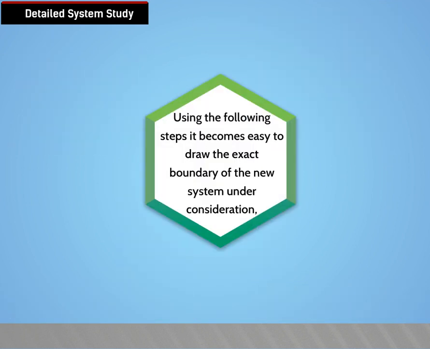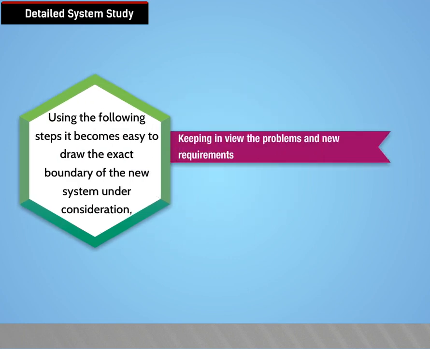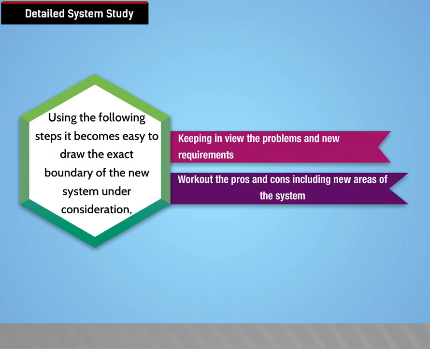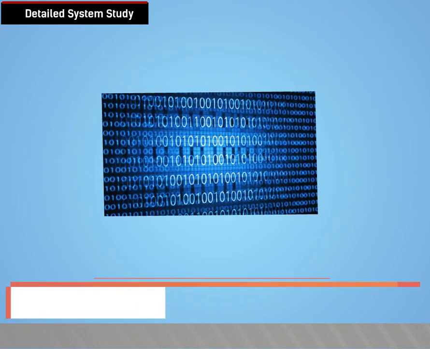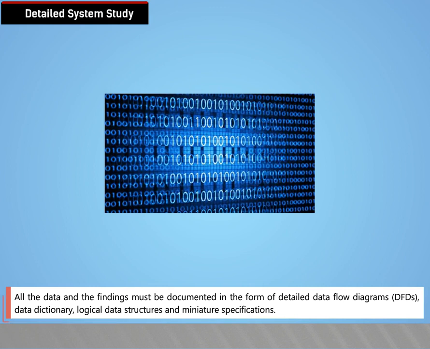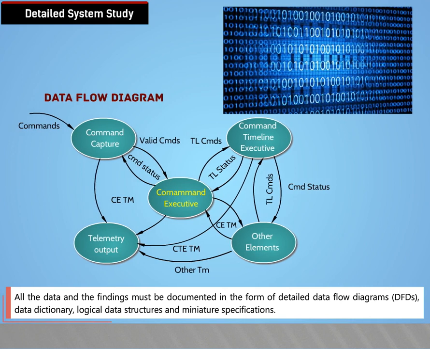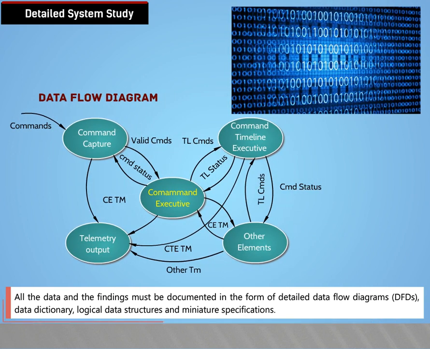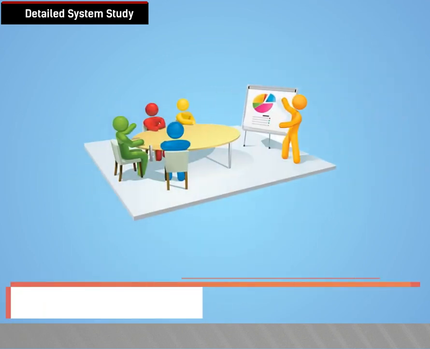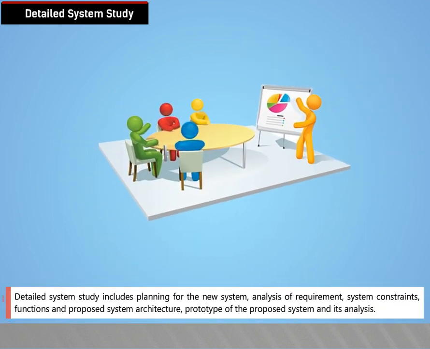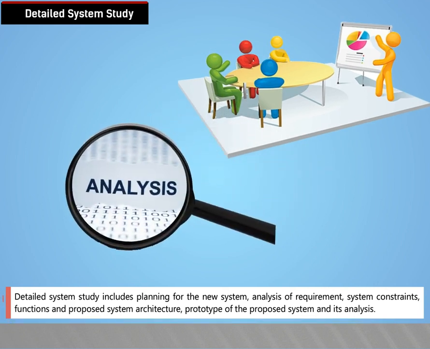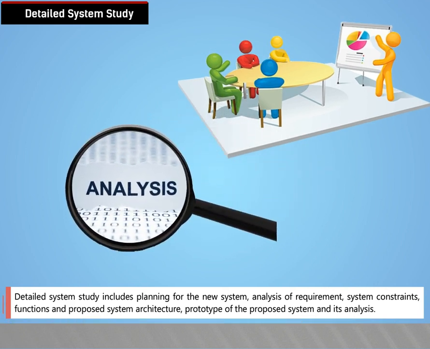Using the following steps, it becomes easy to draw the exact boundary of the new system under consideration, keeping in view the problems and new requirements. Work out the pros and cons, including new areas of the system. All the data and the findings must be documented in the form of detailed data flow diagrams, that is DFDs, data dictionary, logical data structures, and miniature specifications. Detailed system study includes planning for the new system, analysis of requirements, system constraints, functions, proposed system architecture, prototype of the proposed system, and its analysis.